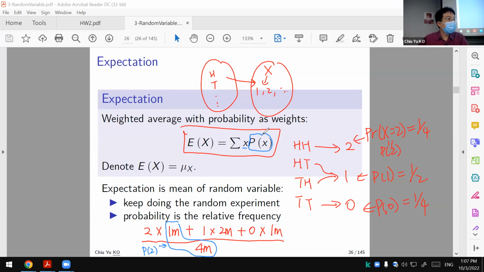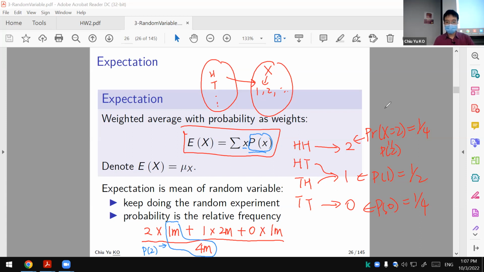Is that clear? So you will see that expectation is exactly the mean if you repeat this random experiment many times. And that's how we use this, because P of X is exactly the ratio. Is that clear what we are doing? It's exactly the mean. So the expectation is exactly the mean if you repeat this experiment many times.